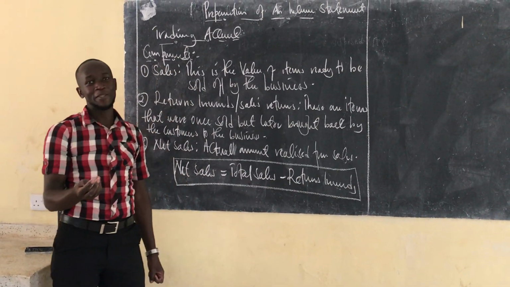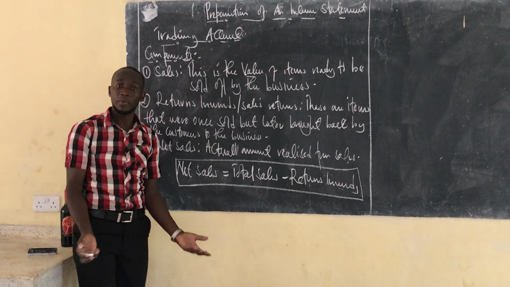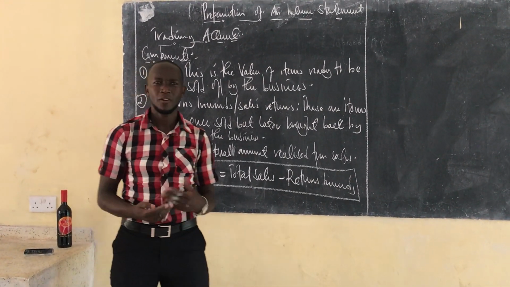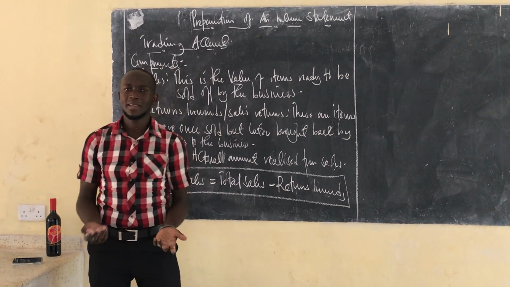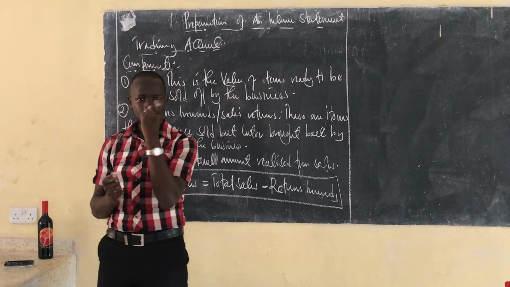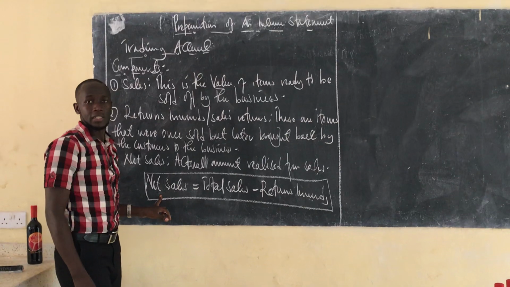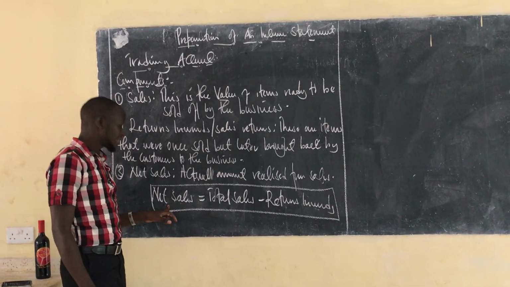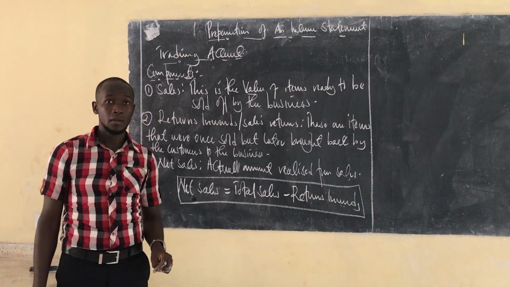You see, you're now smiling, you say, I didn't know it is so simple. It is so simple. It's about realizing what are sales, what are return inwards. Then, how do I get the net sales? We are looking at the actual value of the items that we sold. This is what we call the net sales. Sometimes, net sales are also referred to as turnover. Sometimes we call them turnover.